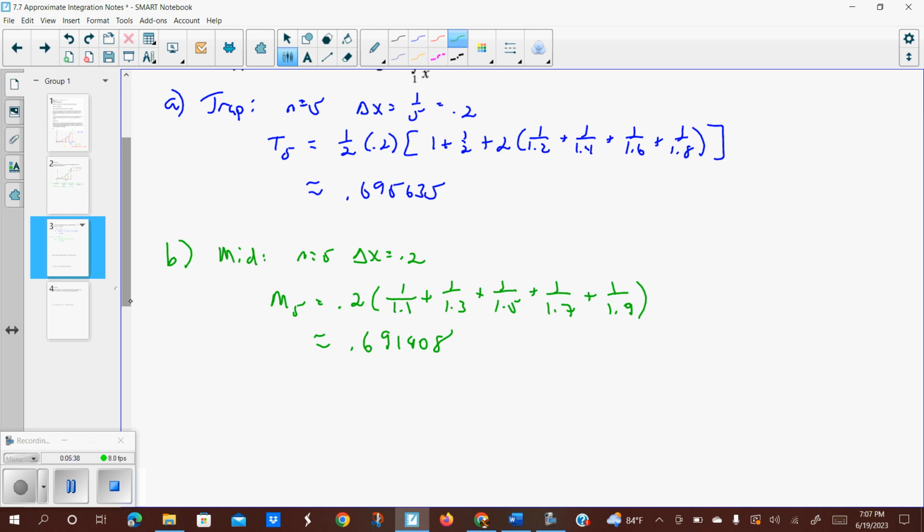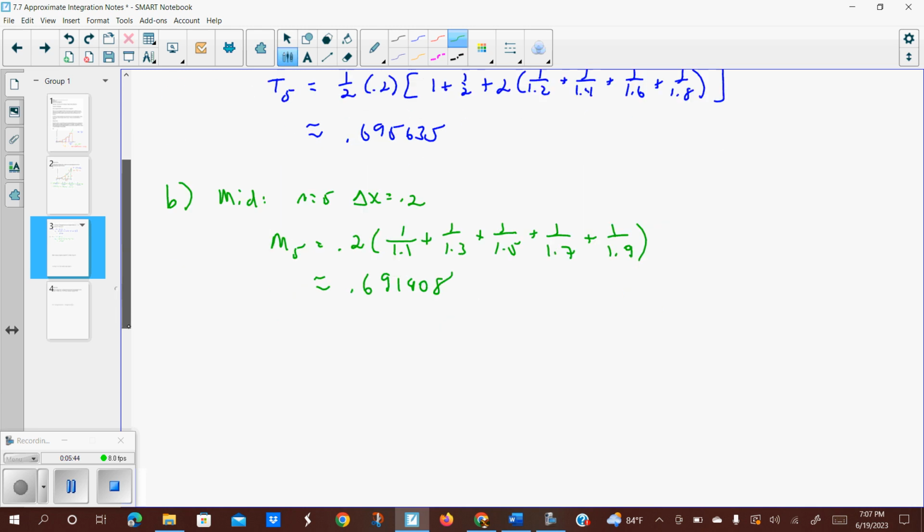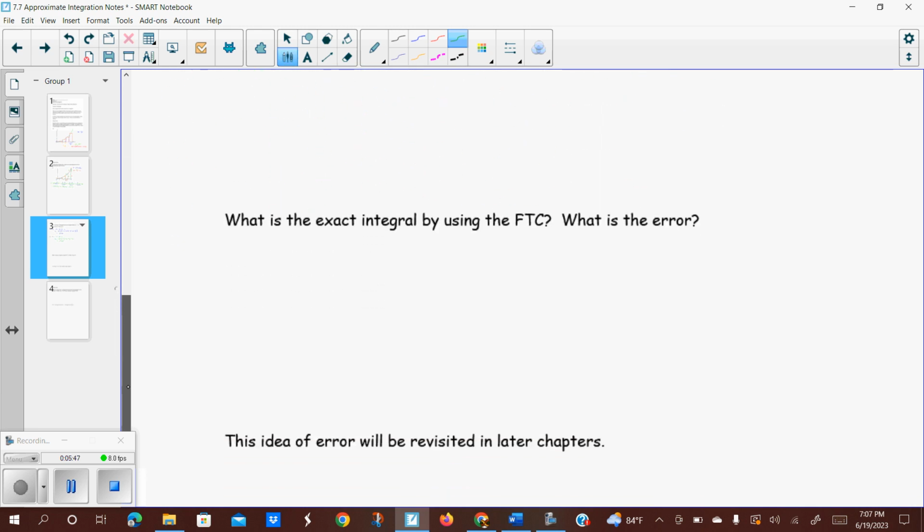And we know we can find the error because this is an antiderivative. This is an integral that we can take. So we're going to do that in this bottom part. What is the exact integral by using the fundamental theorem? Well, the exact integral from 1 to 2 of 1 over x dx. Remember, the antiderivative of 1 over x is the natural log of the absolute value of x evaluated from 1 to 2, which is going to be the natural log of 2 minus the natural log of 1. The natural log of 1 is 0, so this is the natural log of 2. That is the exact answer to our integral.